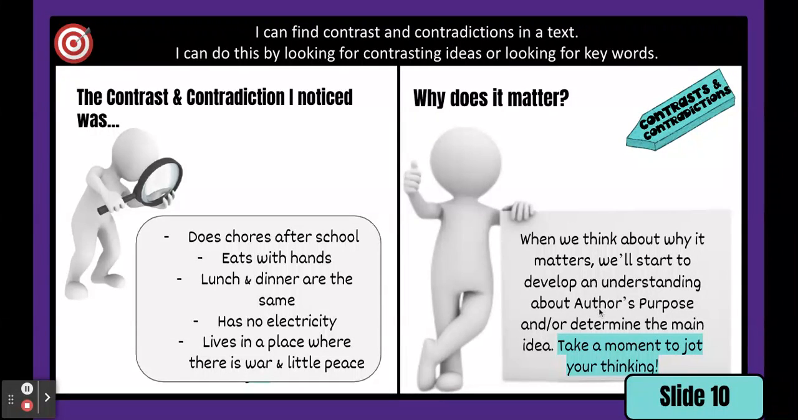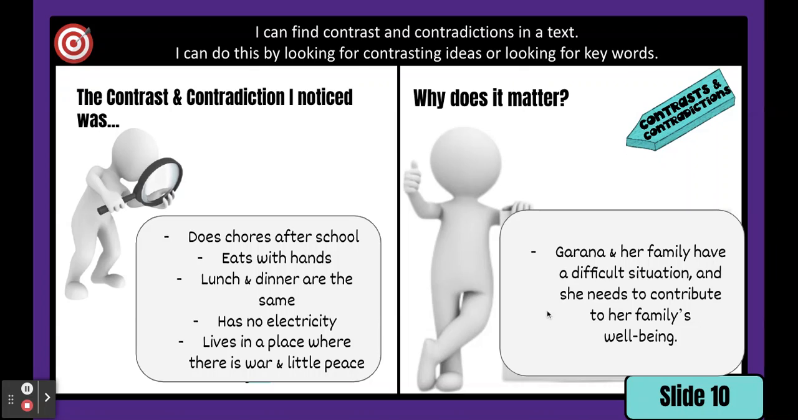And then when we think about why it matters, we'll start to develop an understanding about author's purpose and determine the main idea. So think about why it's important. My thoughts about why it's important is Garana and her family have a difficult situation, right? And she needs to contribute to her family's well-being. So that's maybe why her life is so different from ours. She needs to take up some of that responsibility that, as a child, her parents can't.